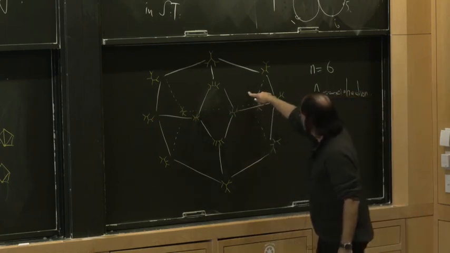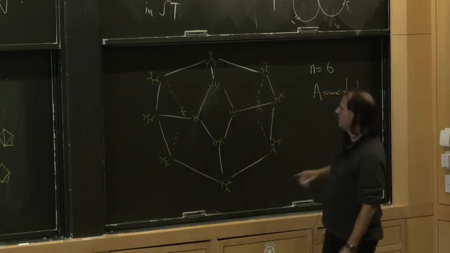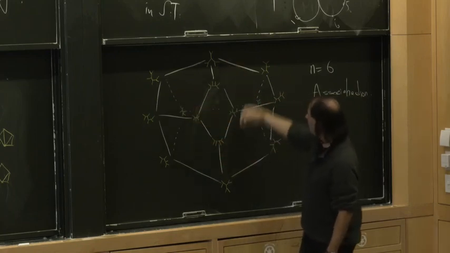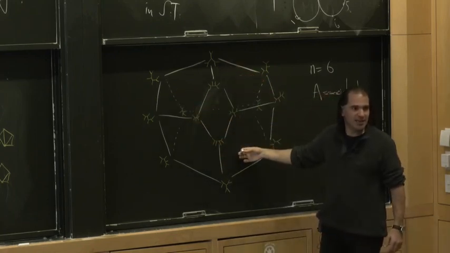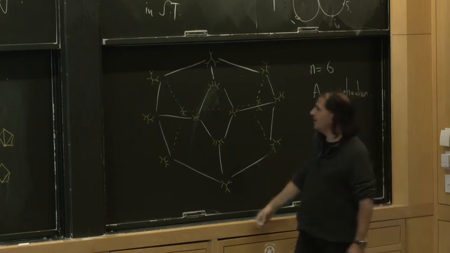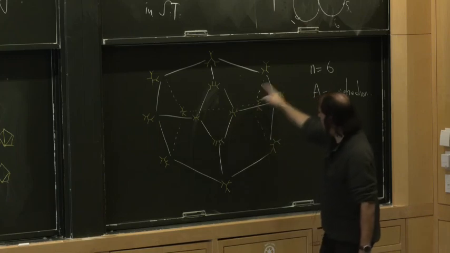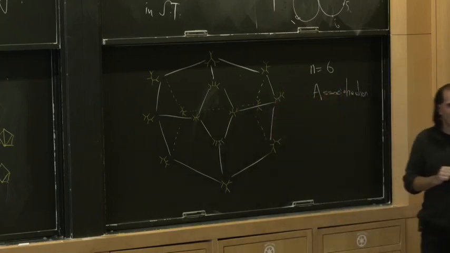Notice it has six faces that look like pentagons. So there's a pentagon here, a pentagon there, one there, one in the back, and one at the bottom. So it has six faces that look like pentagons. And it has three faces that look like squares. This square, that square, and that square.